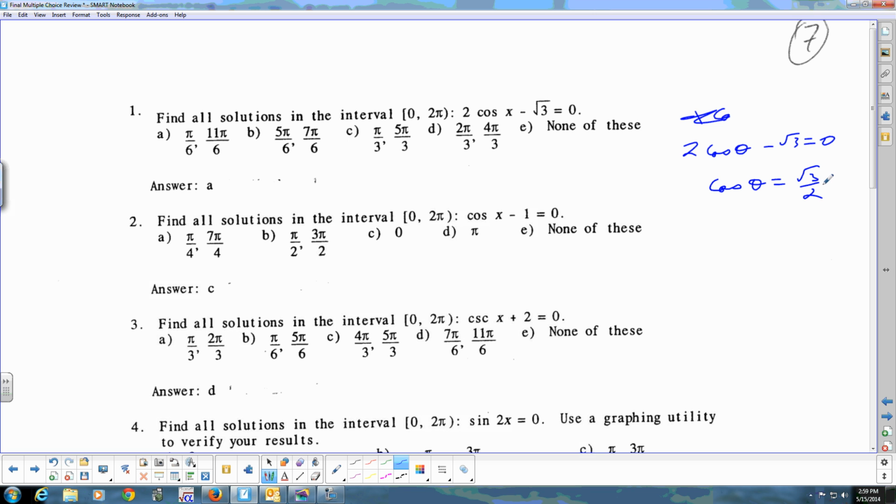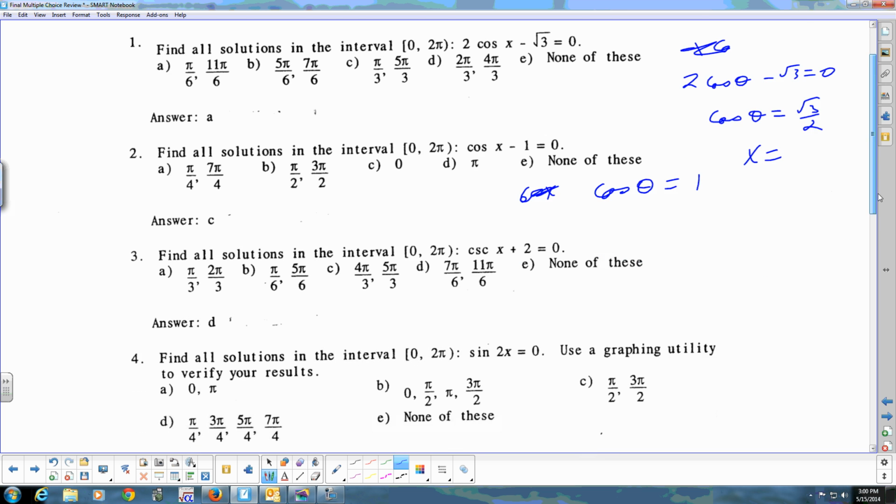There's 2 locations on the unit circle where your x value is square root of 3 over 2. This one, add the 1 over. I hate the x. Cosine theta is equal to 1. Where does that happen? It's a unit circle question.